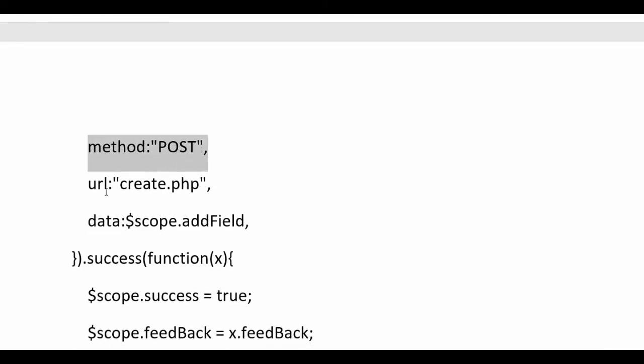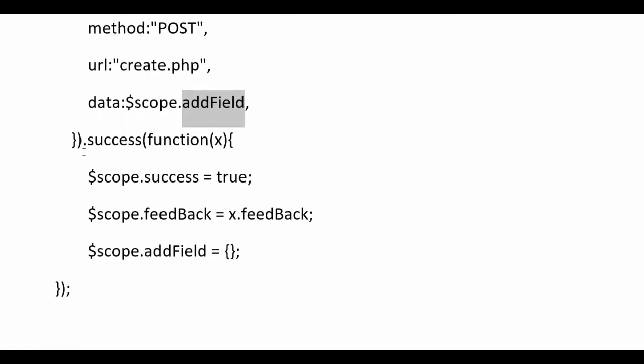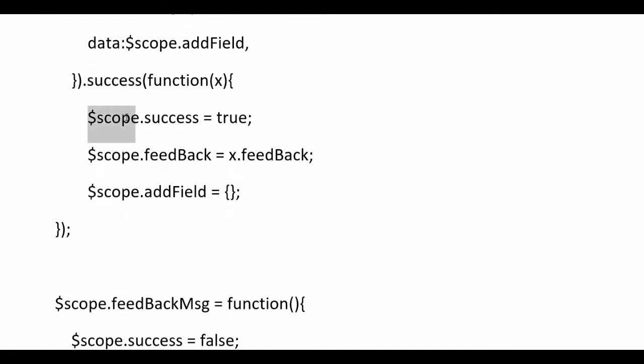Method post, calling this page, this document, create.php. Data add field. If success, scope success equals true, feedback, we call feedback, and scope add field.